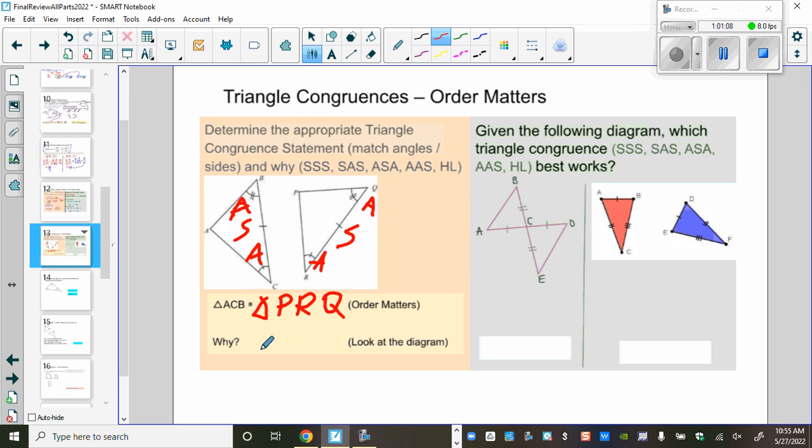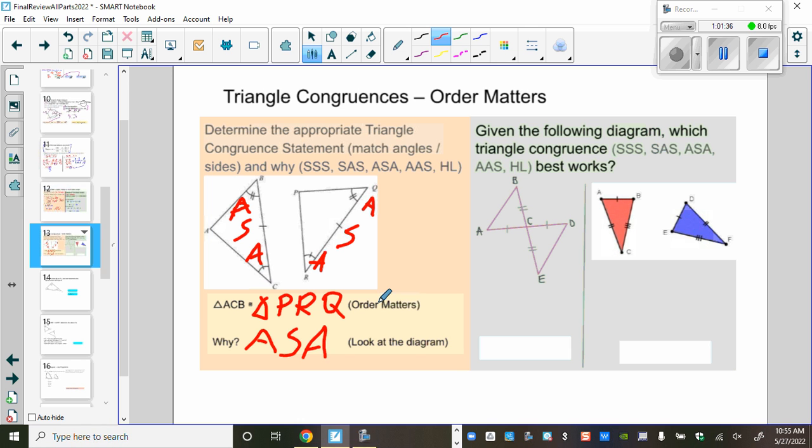So angle, side, angle. Well done, Catherine. So that might be part of the problem. You have to give me the exact congruence, the order, but then you also have to tell me which one it is. So the order matters. You can look at your diagram, then tell us again why, which one it is.